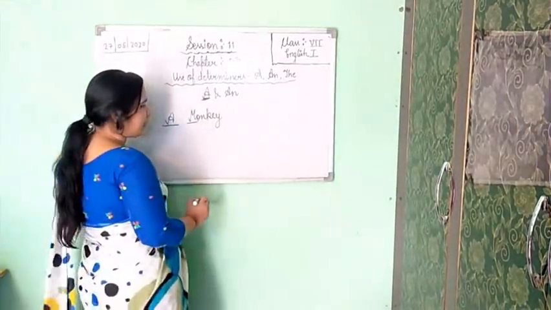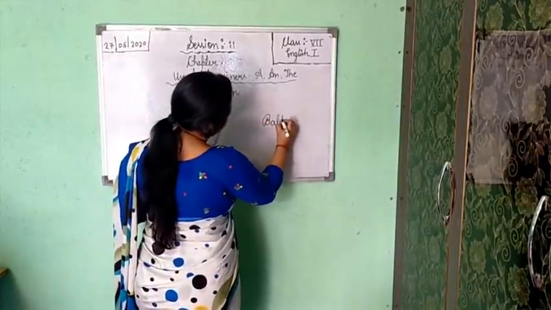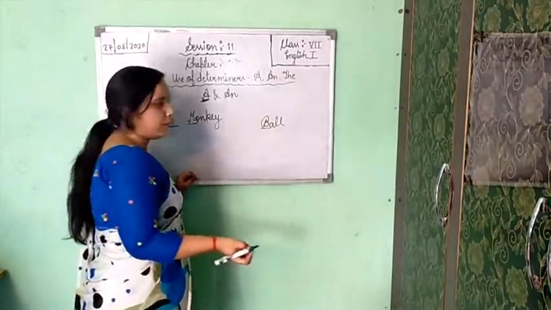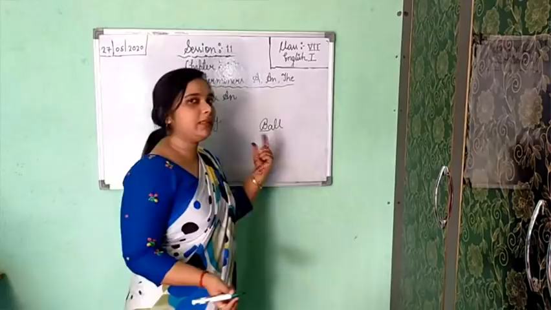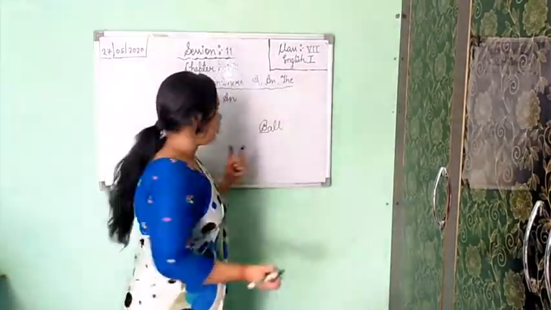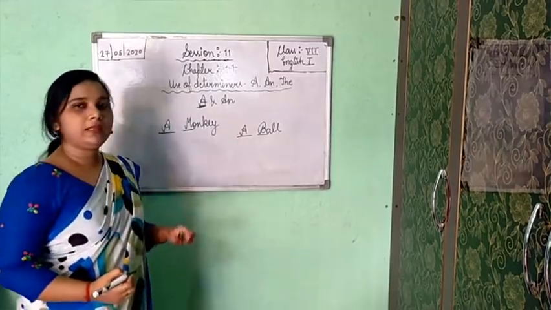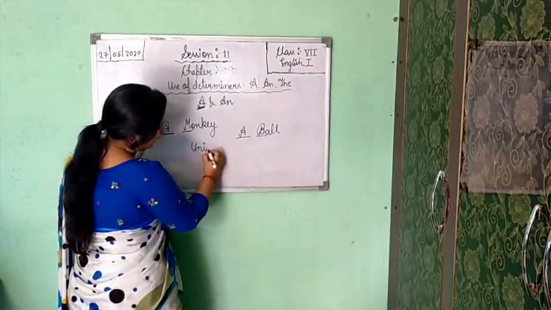For example, next example is ball. Ball, again you know very well, except A, E, I, O, U, see the pronunciation too. B is your consonant and see the pronunciation, ball. So here again you are getting the determiner a. Now the next one is university.